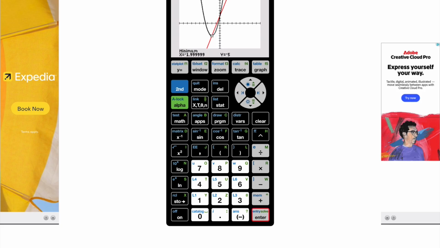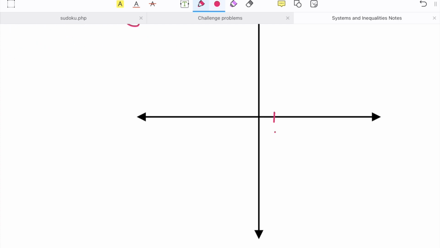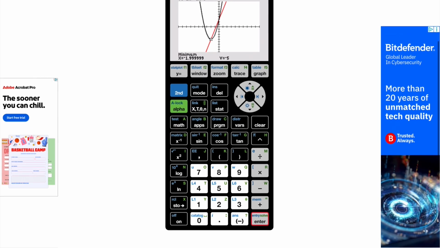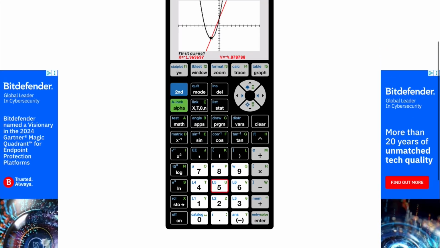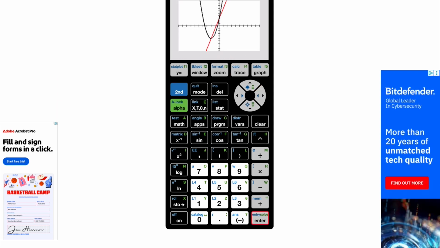So it is -2 and -5, so I can plot that. -2 and -5. Somewhere over here. And then I have the point of intersection at second trace 5. First curve, second curve, guess. And it is at -2 and -5. Next one, second trace 5, has two solutions.